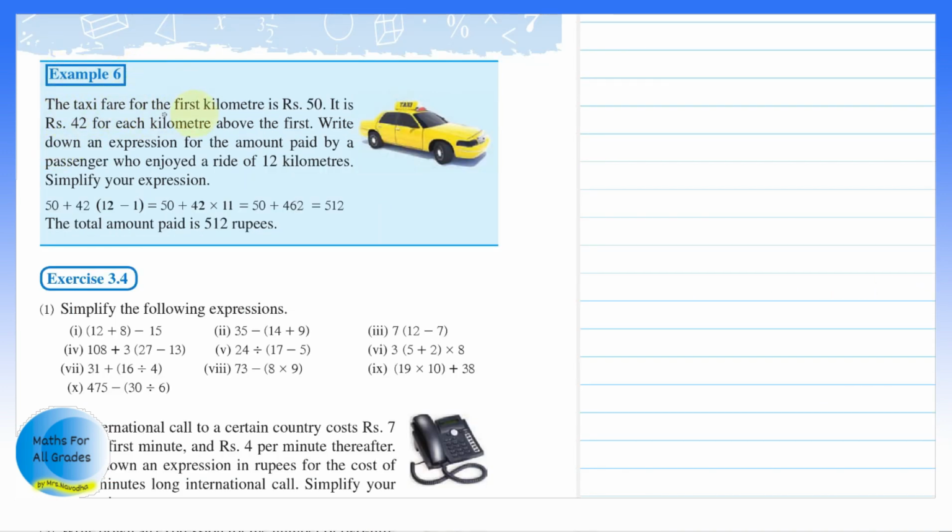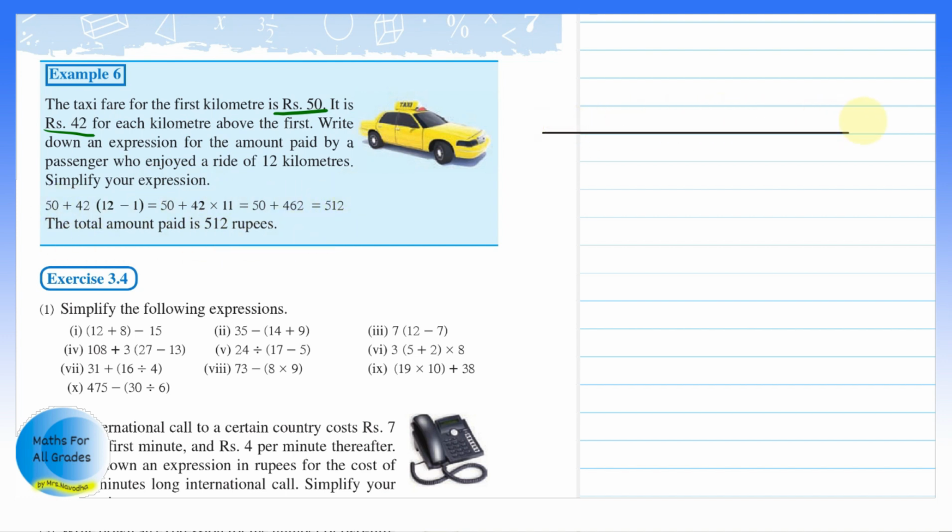The taxi fare for the first kilometer is 50 rupees. It is 40 rupees for each kilometer above the first. Write down an expression for the amount paid by a passenger who enjoyed a ride of 12 kilometers. Simplify your expression. Okay, they have given the answer here. Now I'll explain it to you.